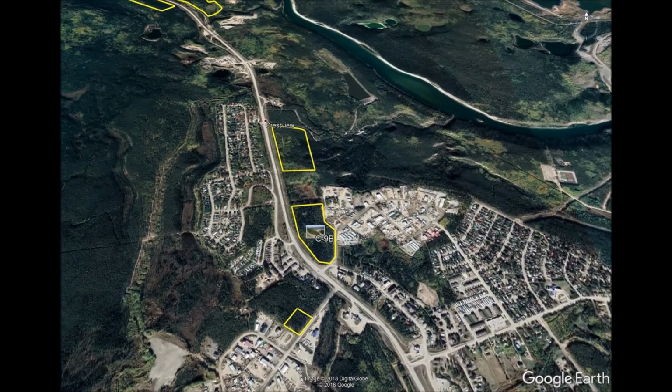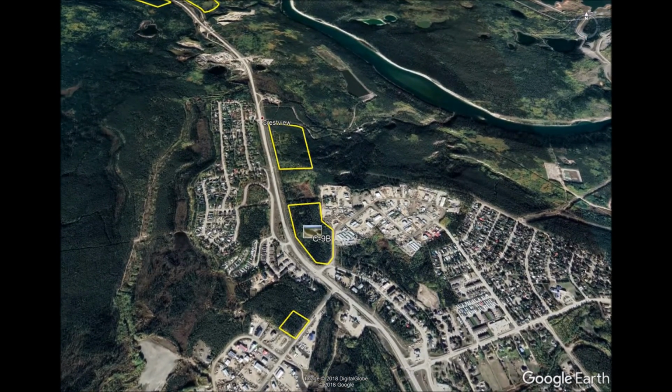C9 is in the Porter Creek area. It's along the Alaska Highway. You can see the Porter Creek subdivision to the right of the parcel. The industrial part of Porter Creek is just on the eastern part of the boundary of the parcel, and the western edge of the parcel is bounded by the Alaska Highway.